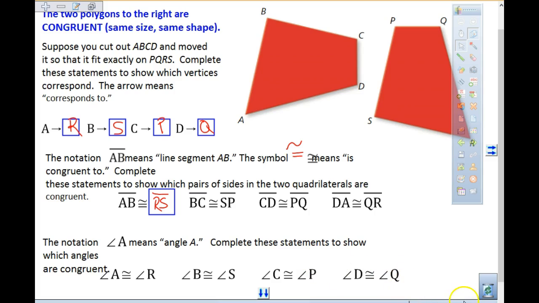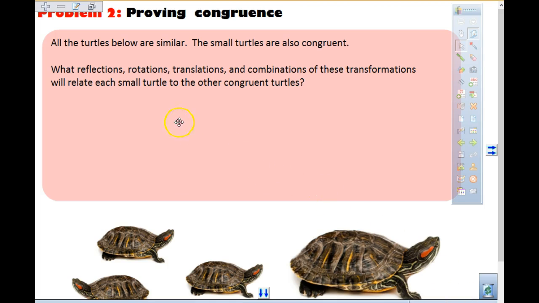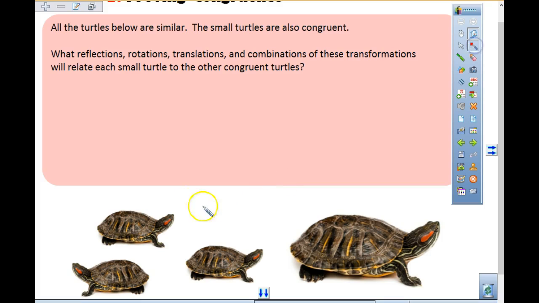This will work. Okay? So we're just filling in those ones that match up. It says, if we look below, all the turtles are similar and the small ones are congruent. So when we take a look at this picture, I want you to number these: this is going to be turtle 1, this is going to be turtle 2, and this is going to be turtle 3.